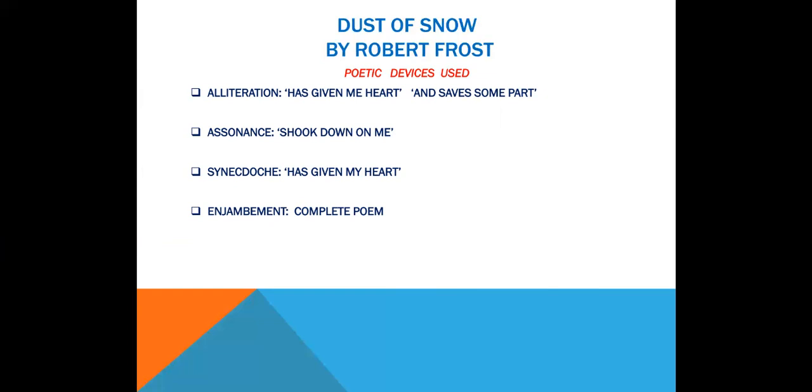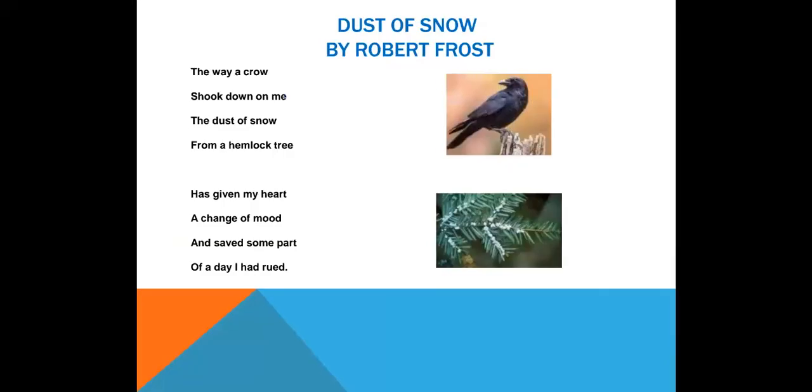The last one is enjambment. Enjambment is there in the complete poem. I'll just show you the poem once again. The thing would be clear to you. Enjambment means when a single line has not been written in a single line, it has been divided into more than 2 or 3 lines without any punctuation mark.